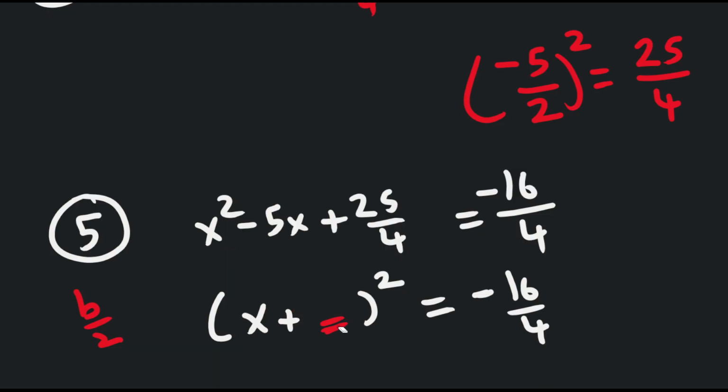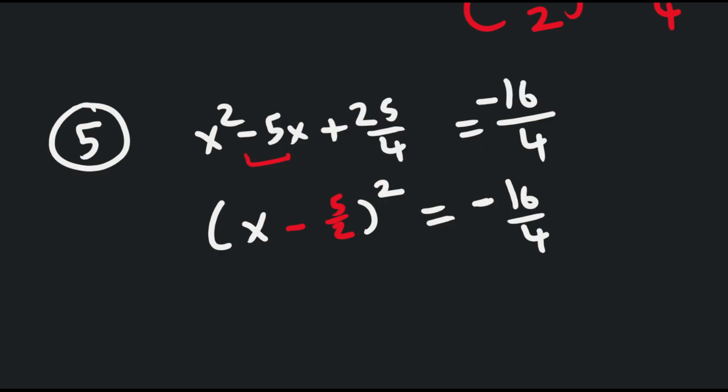And again, what is our b in this case? Our b is -5. So we're going to add -5/2. And x plus negative 5 over 2, that's the same thing as writing x minus 5 over 2. Plus minus is simply just a minus. So x minus 5 over 2 squared equals negative 16 over 4. Excellent. What is our next step?